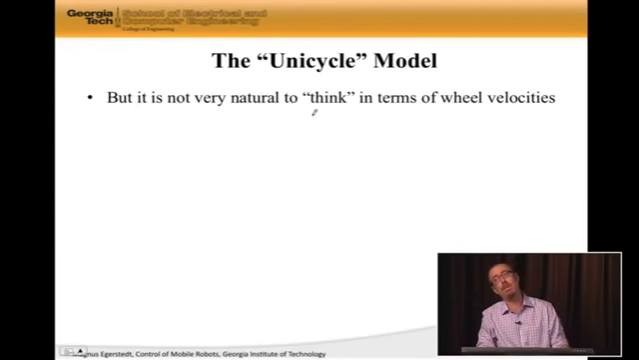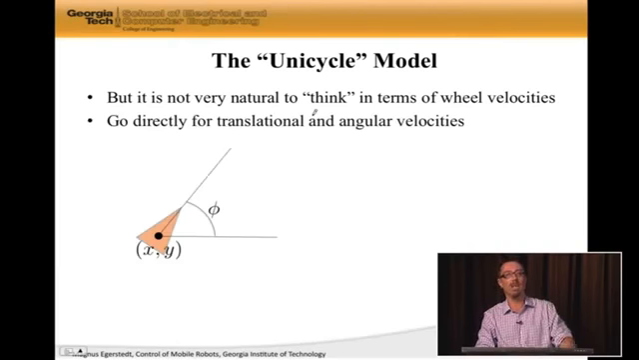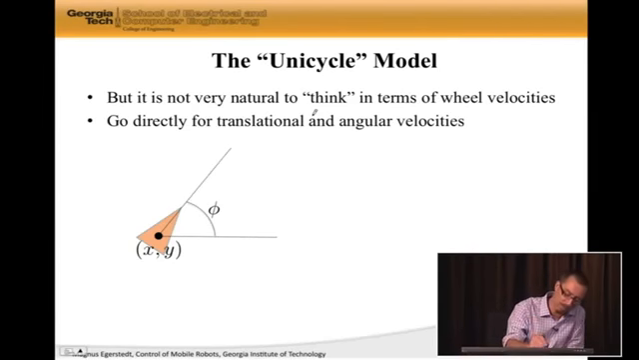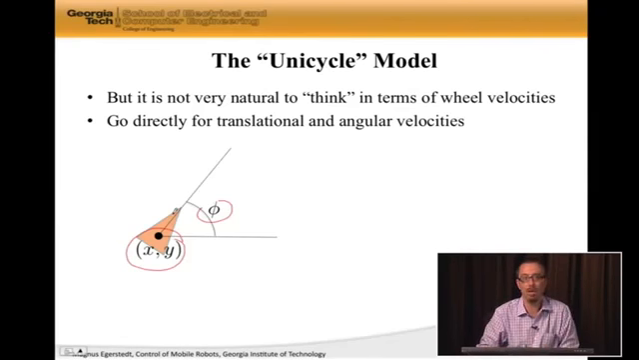So instead of using the differential drive model directly, we're going to move to something called the unicycle model. And the unicycle model overcomes this issue of dealing with unnatural or unintuitive terms like wheel velocities. Instead, it's saying, you know what? I care about position. I care about heading. Why don't I just control those directly? In the sense that, let's talk about the speed of the robot, how fast is it moving, and how quickly is it turning, meaning the angular velocity.